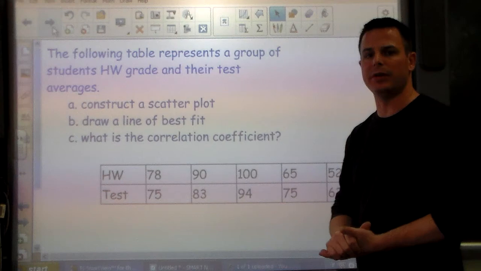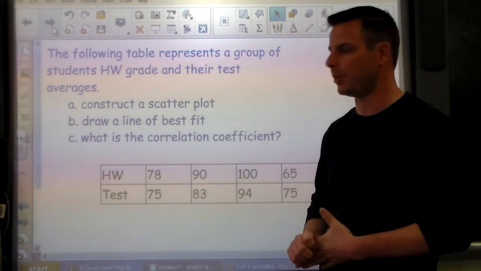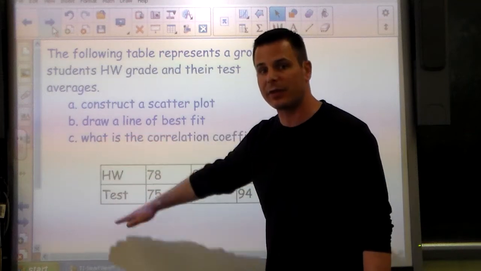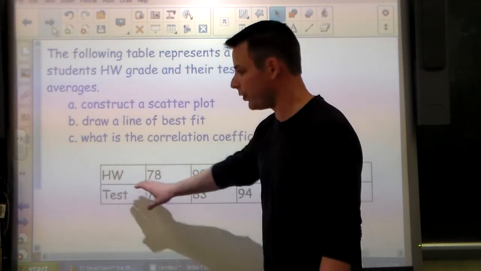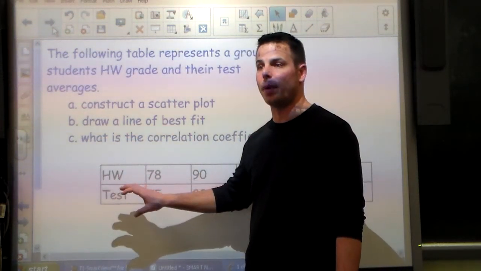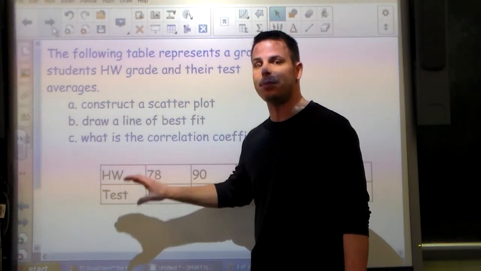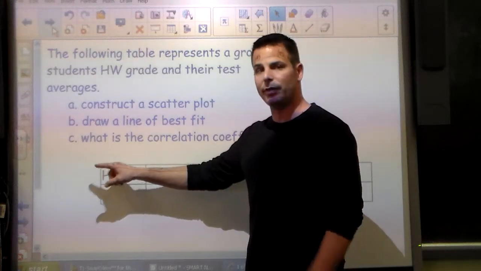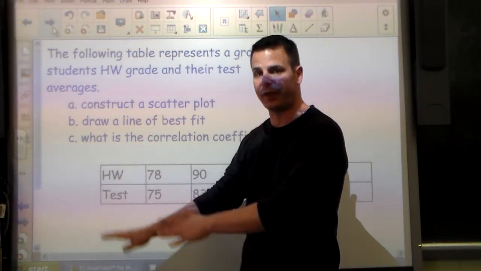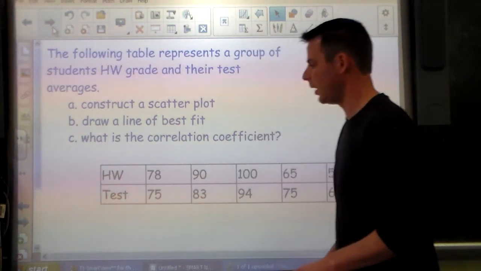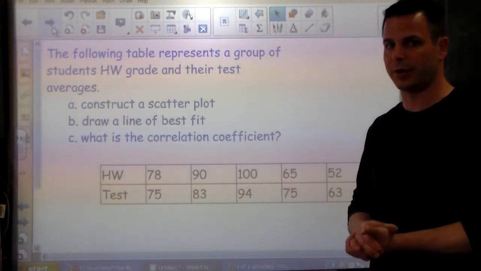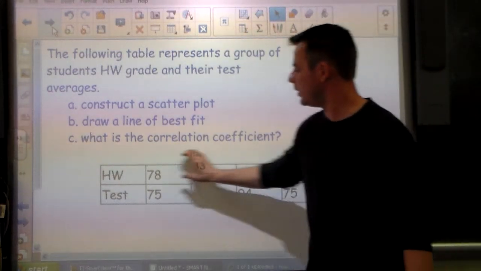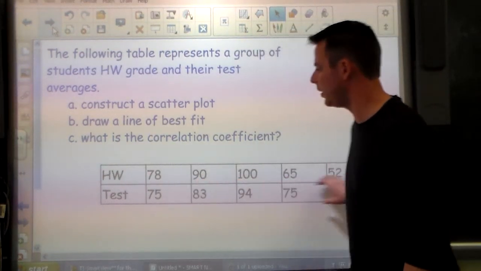So how do you know which one is the independent and which is the dependent variable? We're trying to determine, does your homework grade affect your test grade? The one that is trying to be affected is the dependent variable, which is on the y-axis. Independent means this is the one affecting the other. And time is typically your independent. In this case, we don't have time. So homework will be the x value and test will be the y value.